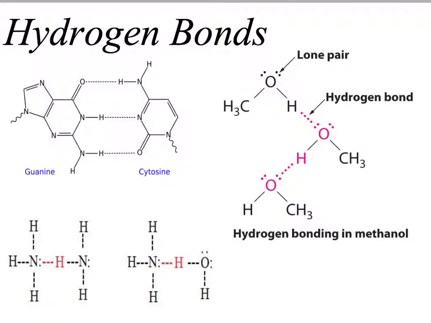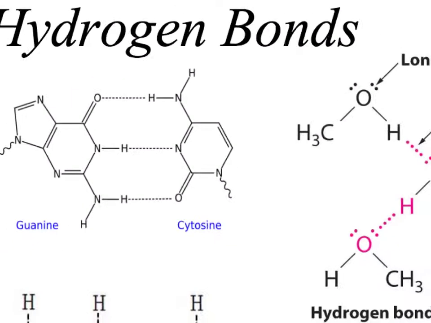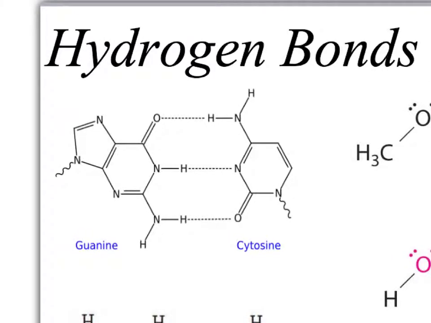And here's a couple examples of some hydrogen bonds. Here would be between guanine and cytosine, and we see the hydrogen bond here between the oxygen and hydrogen. So specifically, we would say it's between the hydrogen's nucleus and a lone pair on that oxygen. That's the specific electrostatic charge. Here's another example between those, and here's another hydrogen bond.